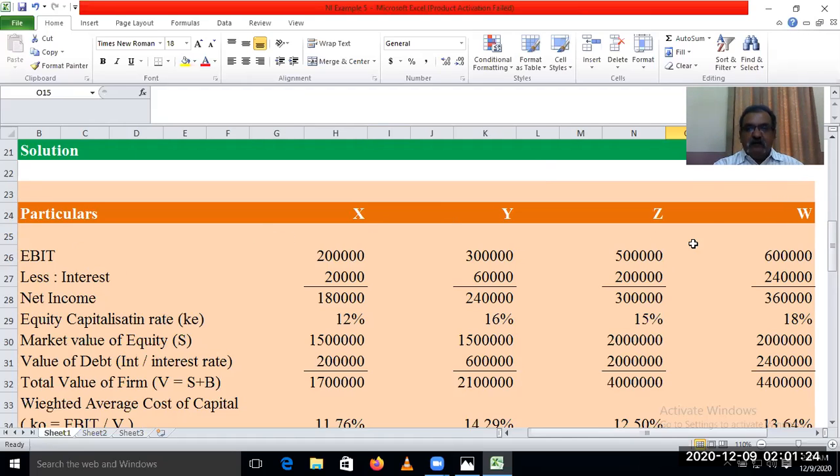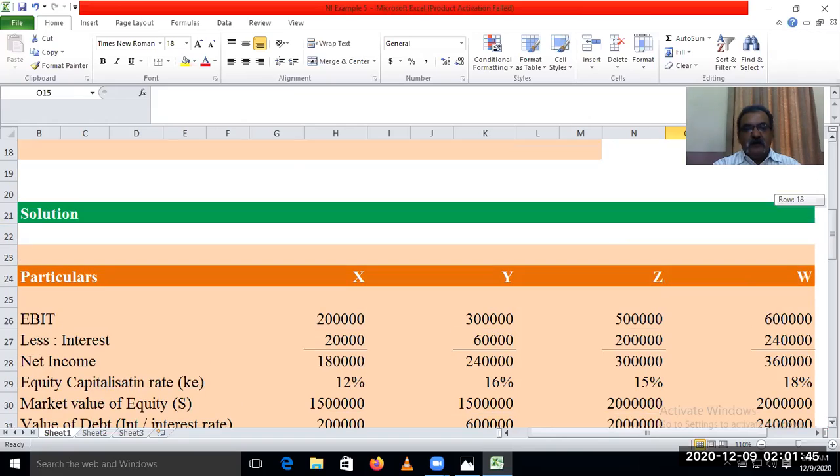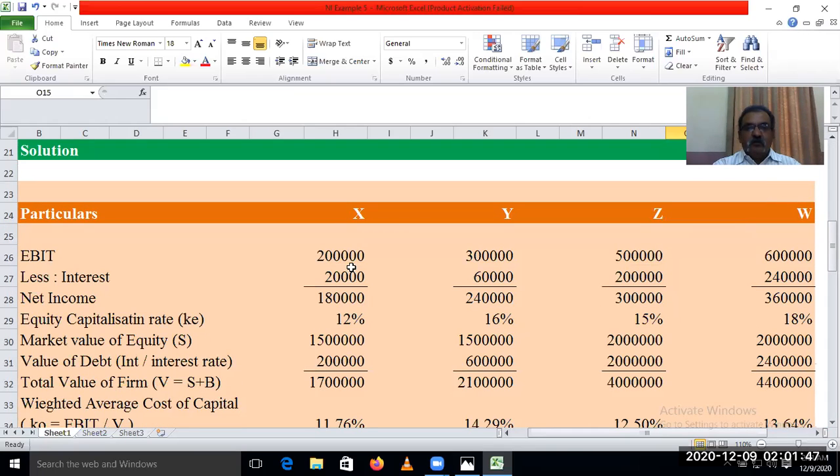Check out, I have made 5 columns, particulars, firm X, Y, Z, and W. EBIT minus interest is equal to net income. So check out EBIT. It is given in the example. X 2 lakhs, Y 3 lakhs, Z 5 lakhs, and W 6 lakhs.